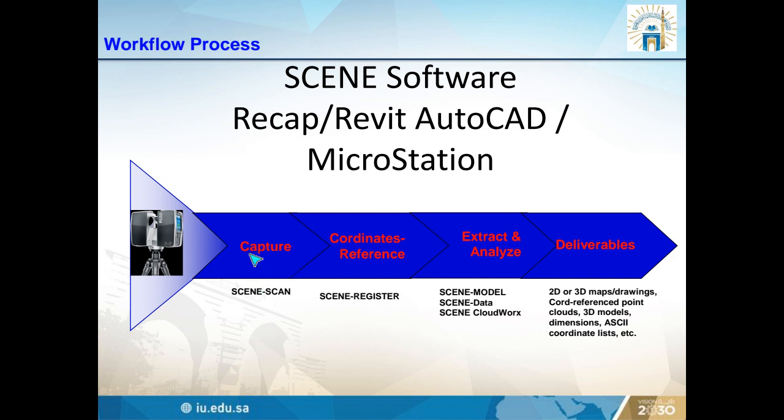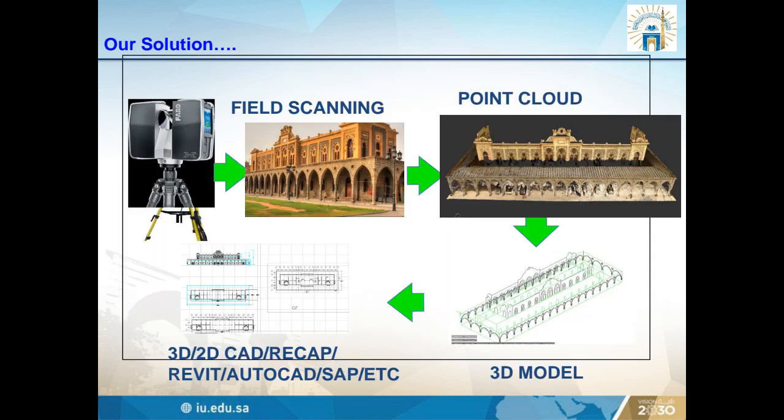So first we perform the laser scanning, then we capture the data in our software and then register it in the software, then extract models, and finally we produce the 2D and 3D drawings from our data in different forms.